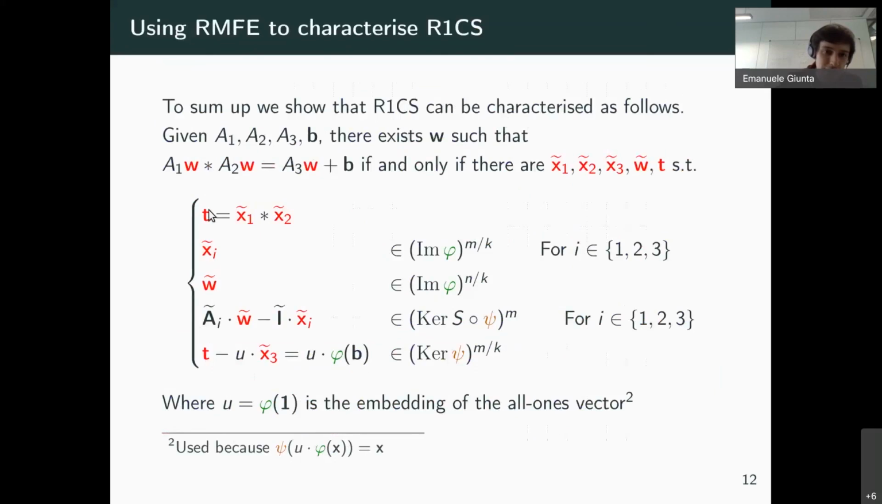So the Hadamard product here is essentially the values that T contains. And what we want to show is that the Hadamard product of X1 and X2 is equal to X3 plus B, where we use this tiny little trick that we can recover X from its encoding, essentially by multiplying by this element 2. Okay, so this is essentially an R1CS that now is defined over the larger field.